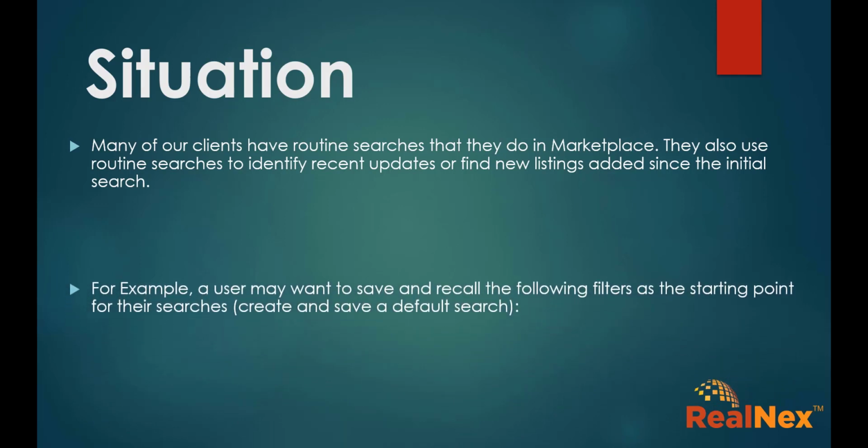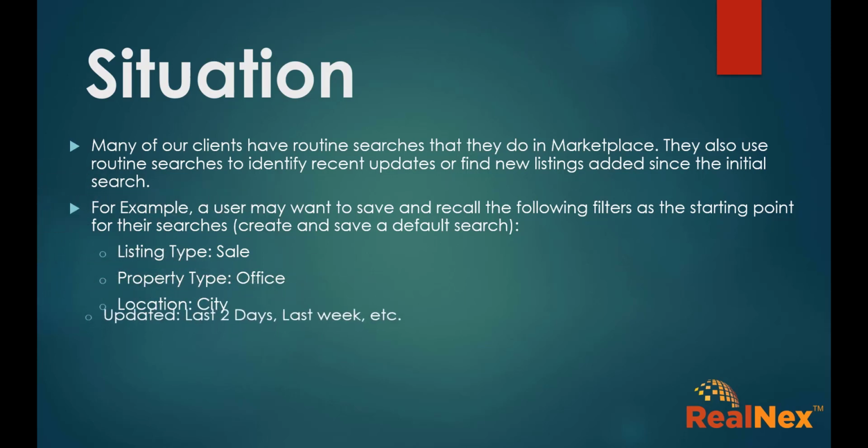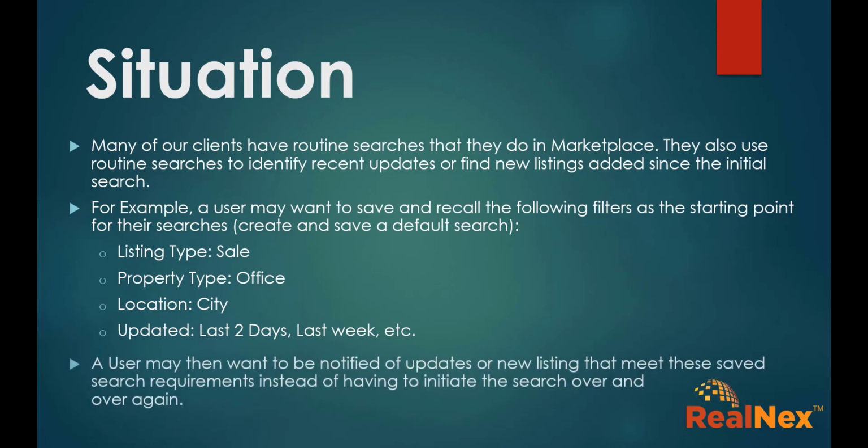For example, a user may want to save and recall the following filters as a starting point for their searches. Listing type, choose sale. Property type, choose office. Location, choose a city. Updated, choose last 2 days, last week, etc. A user may then want to be notified of updates or new listings that meet these saved search requirements instead of having to initiate the search over and over again.